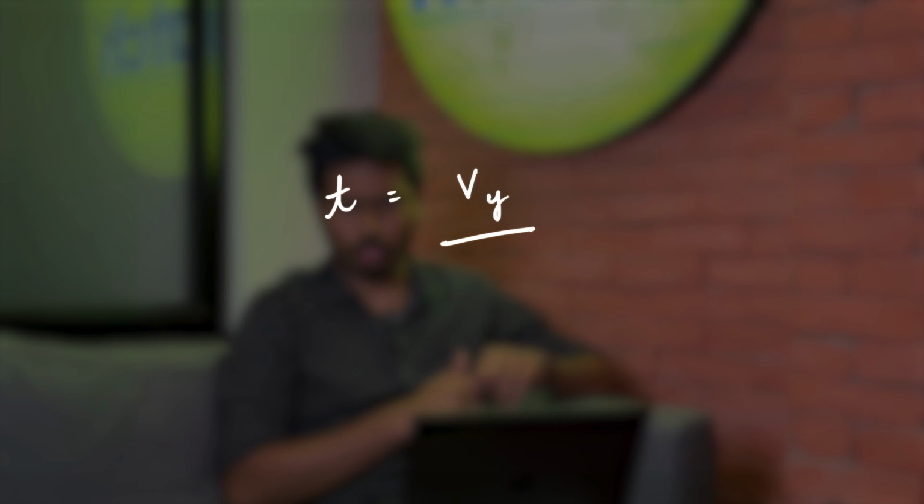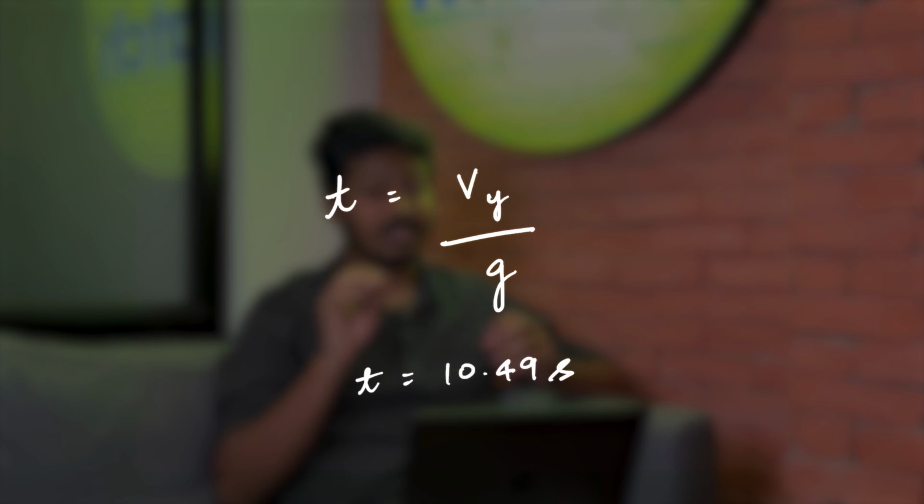Yes, write this down. Time of ascent or time of descent is equal to twice the vertical component of the velocity divided by the acceleration due to gravity, which loosely translates to T equals 2Vy by g. Very simple, right? Plug in the values and you'll get the time of flight. For reference, that's 10.49 seconds. Let's move to the next question.